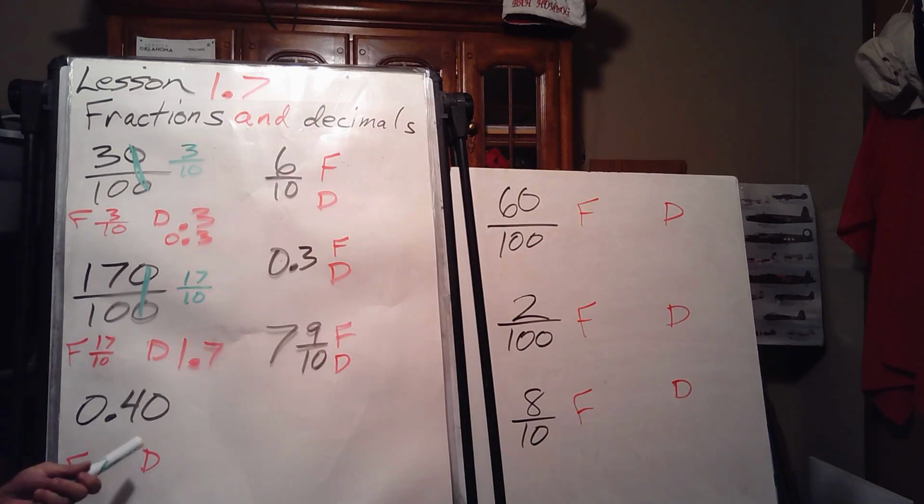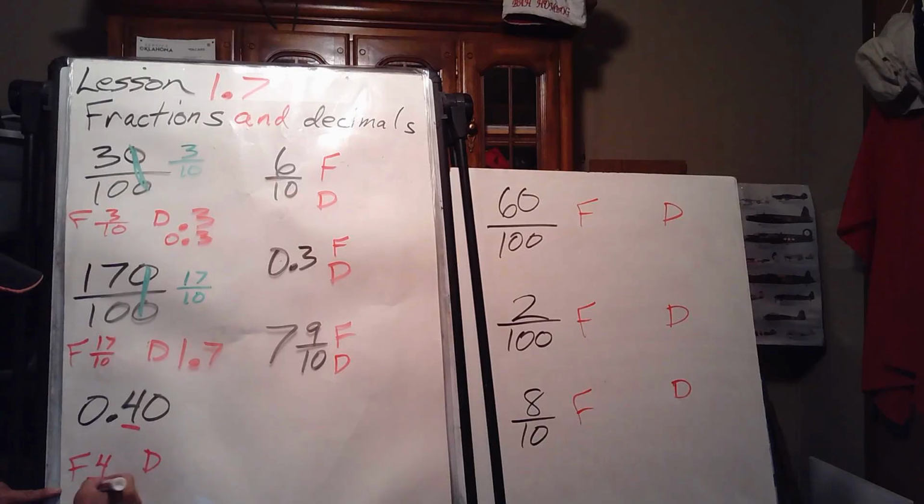This time they gave us a what? They gave us a decimal. So what's my fraction going to look like? My fraction is going to look like 4 over. Now, what position is it in? It is in that first position, so that's going to be 4 over 10. And this is going to be decimal 4. Or for those of you that like to do it, 0 decimal 4.